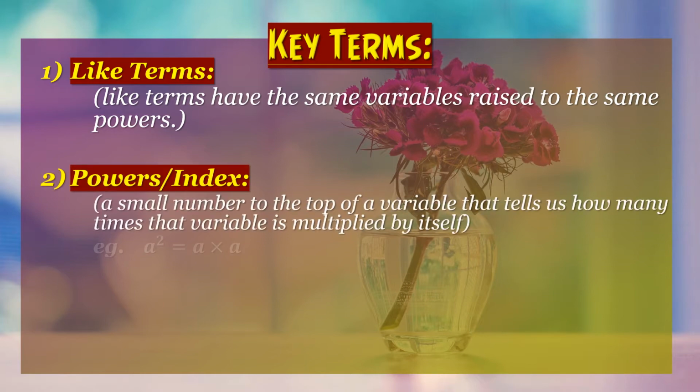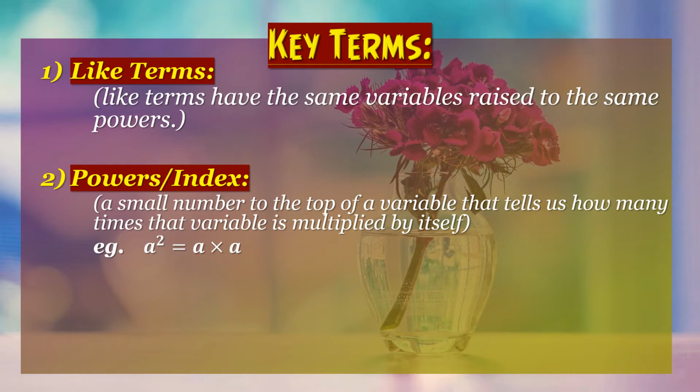Powers, otherwise called index. This is a small number to the top of a variable. It tells us how many times that variable is being multiplied by itself. For example, a squared is exactly equal to a times a. We're multiplying a 2 times, so to speak.